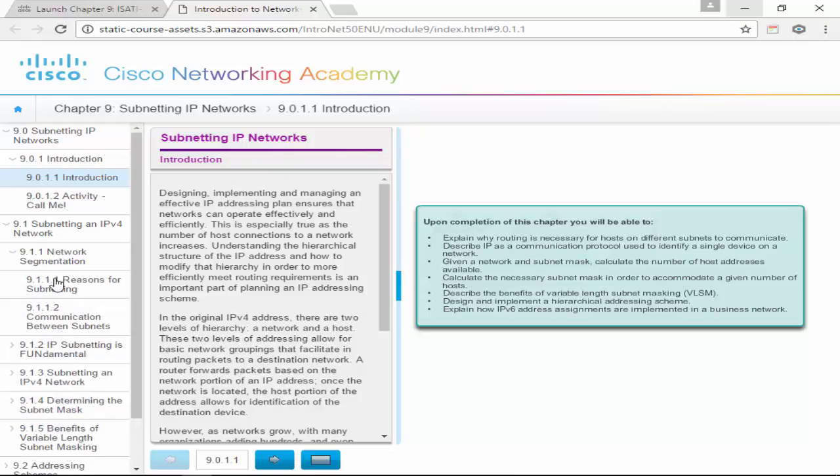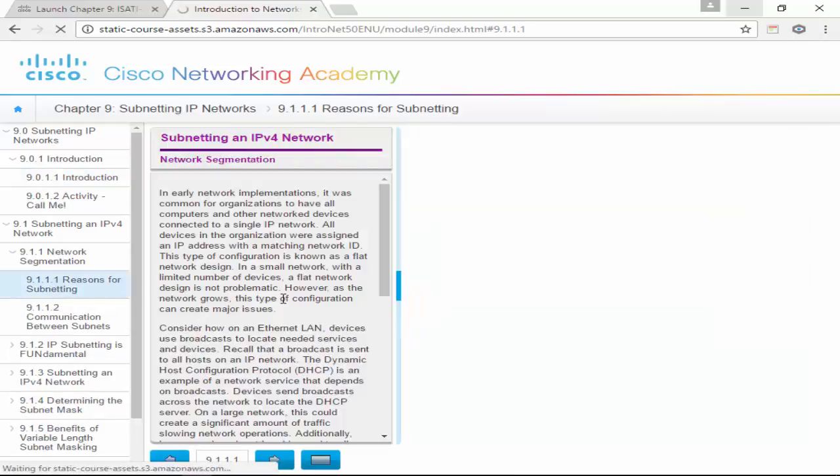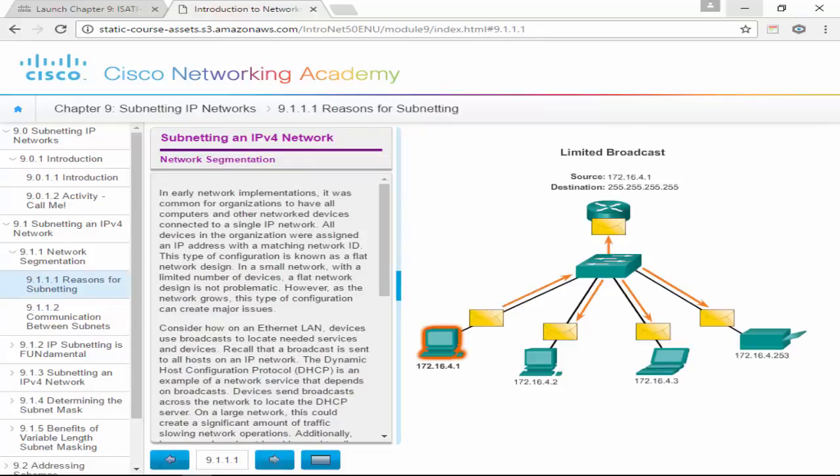So we're going to skip straight to network segmentation. Reasons for subnetting. Okay, well, why do we want to subnet? Well, because, one, it makes it easier to manage. And two, we need to conserve IP addresses, so we subnet.